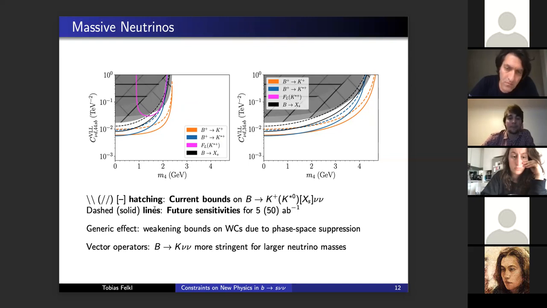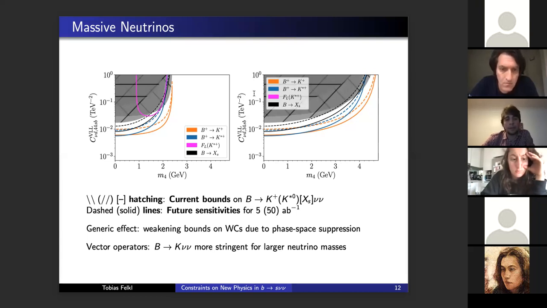So a very generic effect of massive neutrinos in the final state is a phase space suppression of the decays, meaning that there's less transferred momentum available for the kaon, and it means that these decays will be more suppressed in themselves, and therefore the Wilson coefficients can be a bit larger, which means that the bounds will weaken.